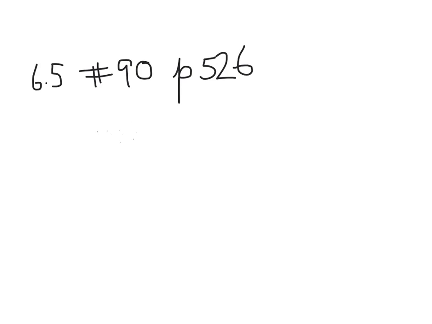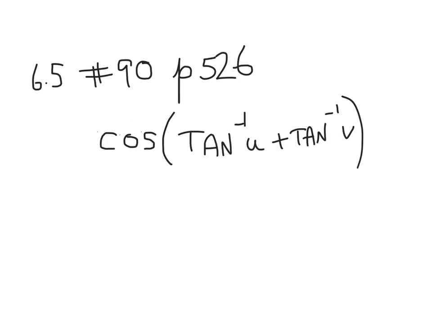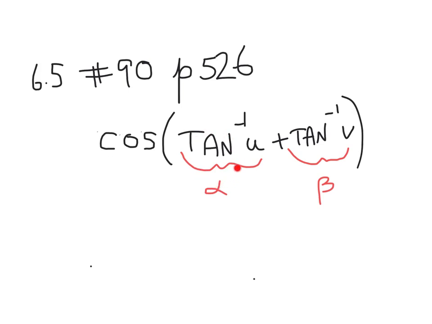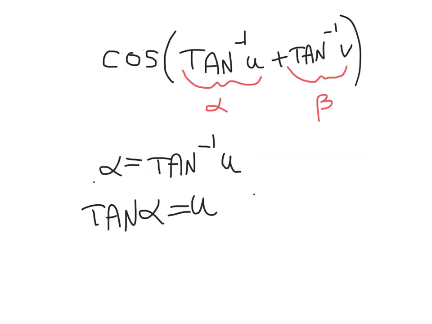I'm going to work problem number 90 in section 6.5, page 526. We're going to write this expression, cosine of arctan u plus arctan v, as an algebraic expression in u and v. So we're going to make substitutions, alpha equals arctan u and beta equals arctan v, and then we'll be looking at something like cosine of alpha plus beta, and then we will later on in the problem use the cosine addition rule. So we're going to have alpha equals arctan u, so that means tan alpha equals u.